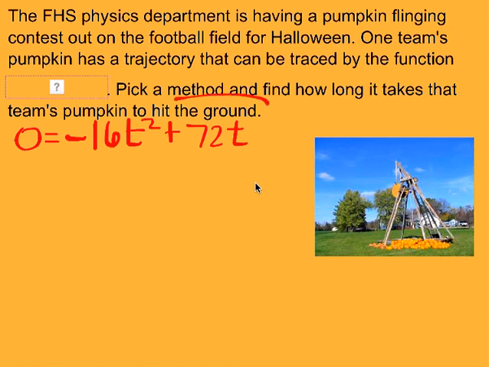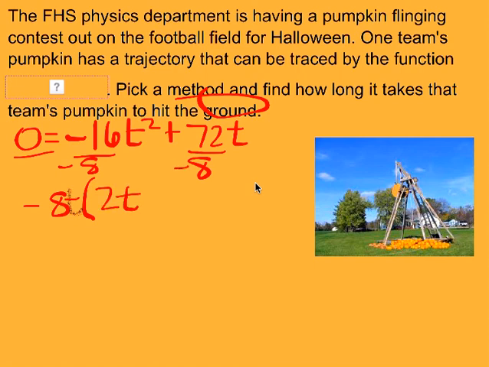So when something hits the ground, that means we're setting it to 0, which is what I did there. So now here we could use factoring, or we could use the quadratic formula. So I'm actually going to use factoring on this one, factoring by greatest common factor. So between negative 16 and 72, I can take out an 8, and I'm actually going to take out a negative 8. So I'm dividing each of these by a negative 8 and also a t. So then here I'm going to get a positive 2t. 72 divided by negative 8, that's going to become a minus 9, is equal to 0.